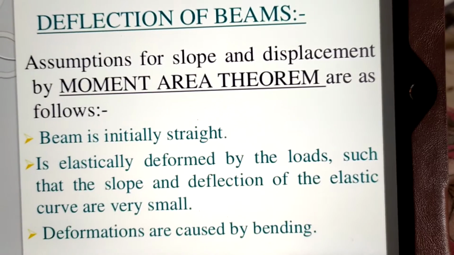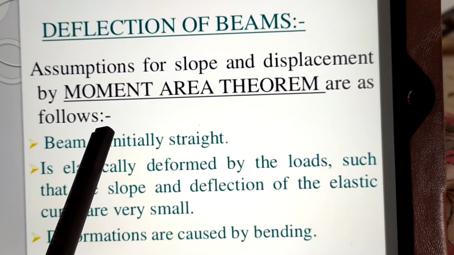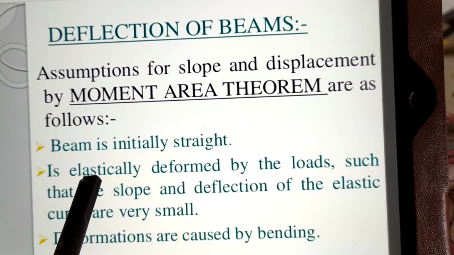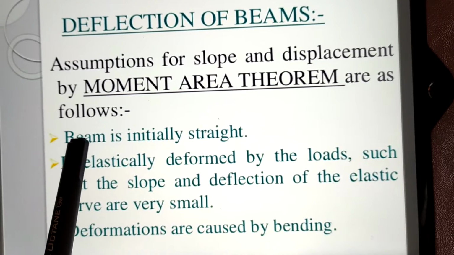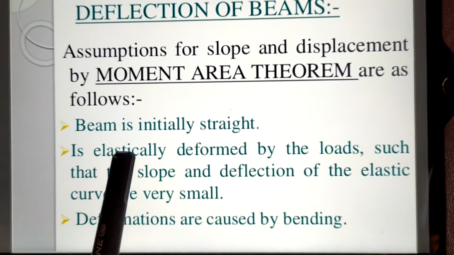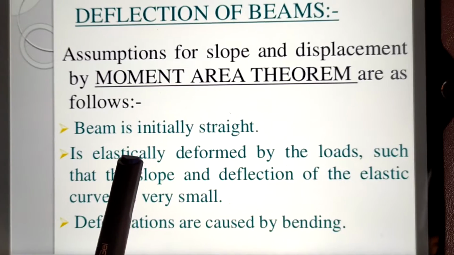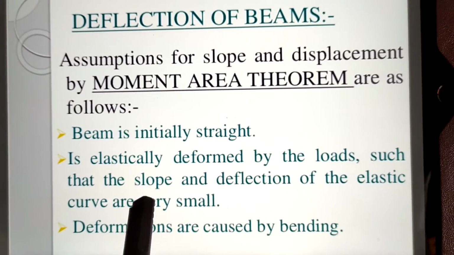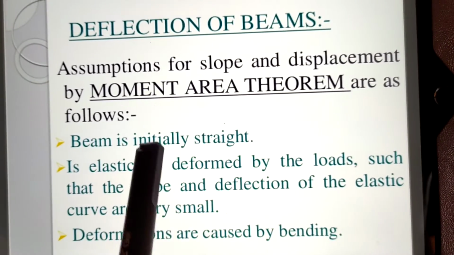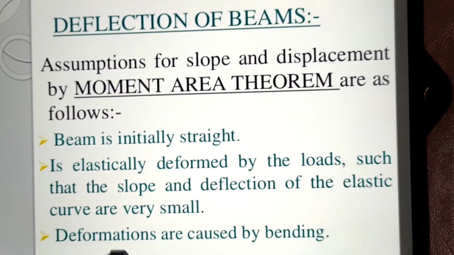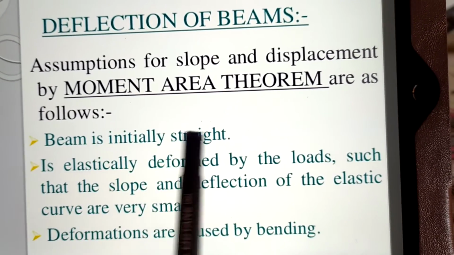Assumptions for slope and deflection by the moment area method. These are the assumptions we take while calculating the examples. First, the beam is initially straight. If we assume the beam is initially straight, it is elastically deformed by the load such that the slope and deflection of the elastic curve are very small. If we apply load on the beam, the slope and deflection of the elastic curve are very small, where our beam is elastically deformed. Next, deformations are caused by bending, where the deflected shape is caused by bending.